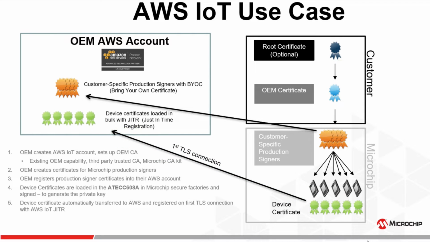And then once everything is built, meaning you have a connected system, at the first TLS connection, the device certificates are loaded in bulk with the just-in-time registration function of AWS IoT. And that's what makes your solution scale. Then at the end of the process, every customer has their own customized part number. And that entire setup is what we're going to show you how to set up step by step to guide you to first prototype.